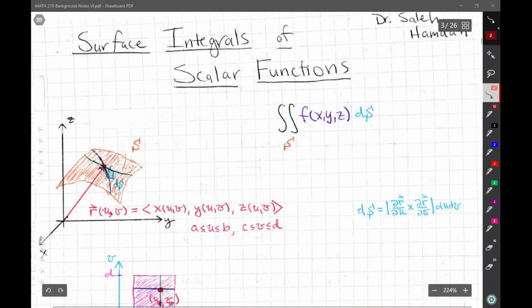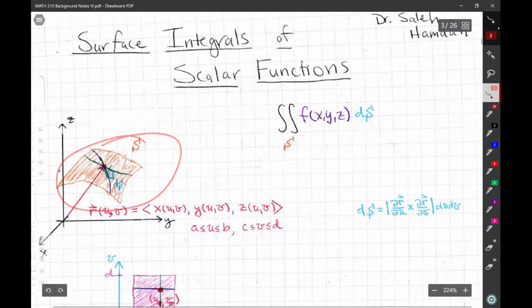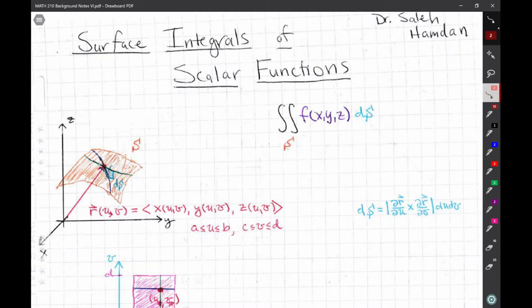So let's talk about surface integrals, okay? And we'll start with surface integrals of scalar functions. Suppose you have this surface here in orange. And as you can see, it's embedded in space, R3.